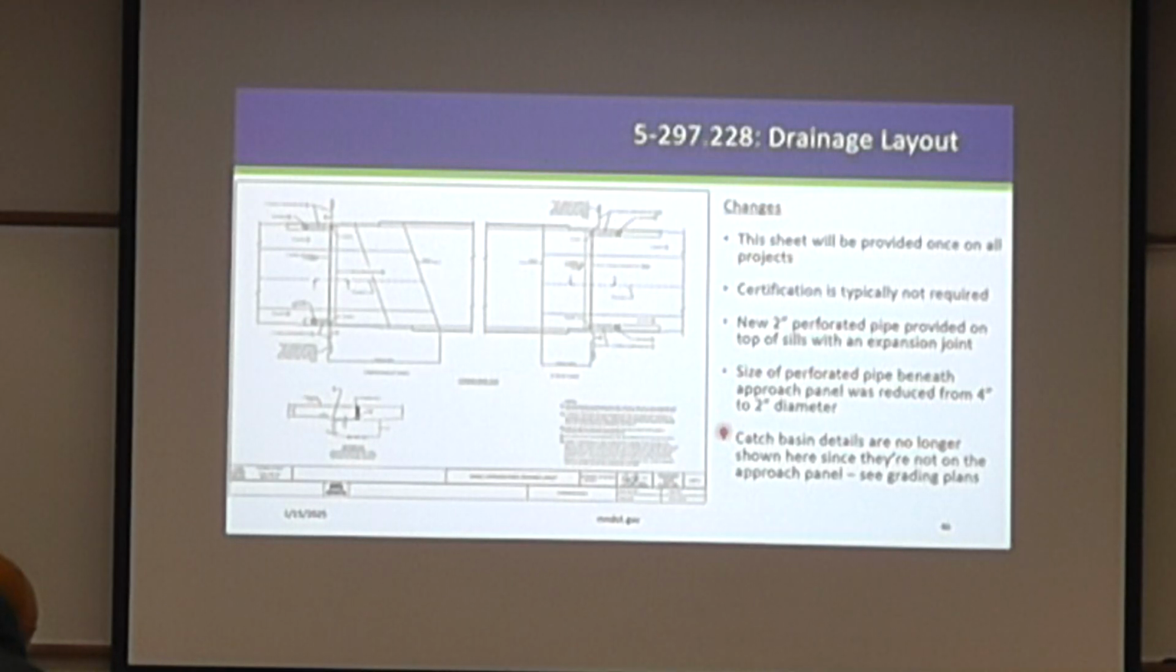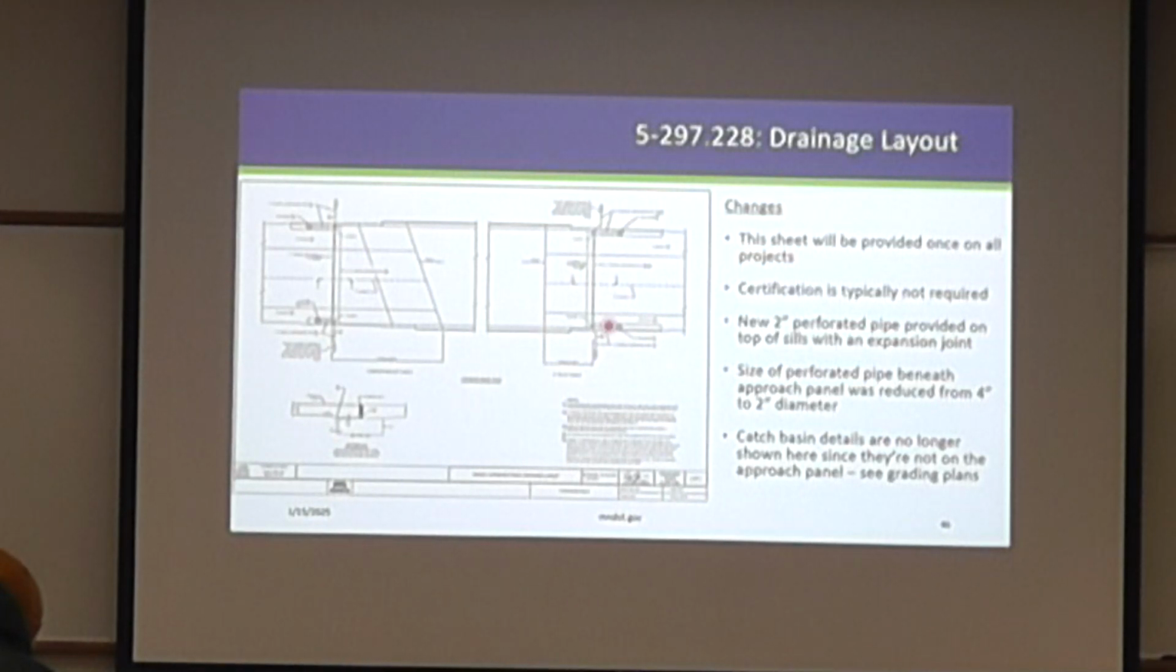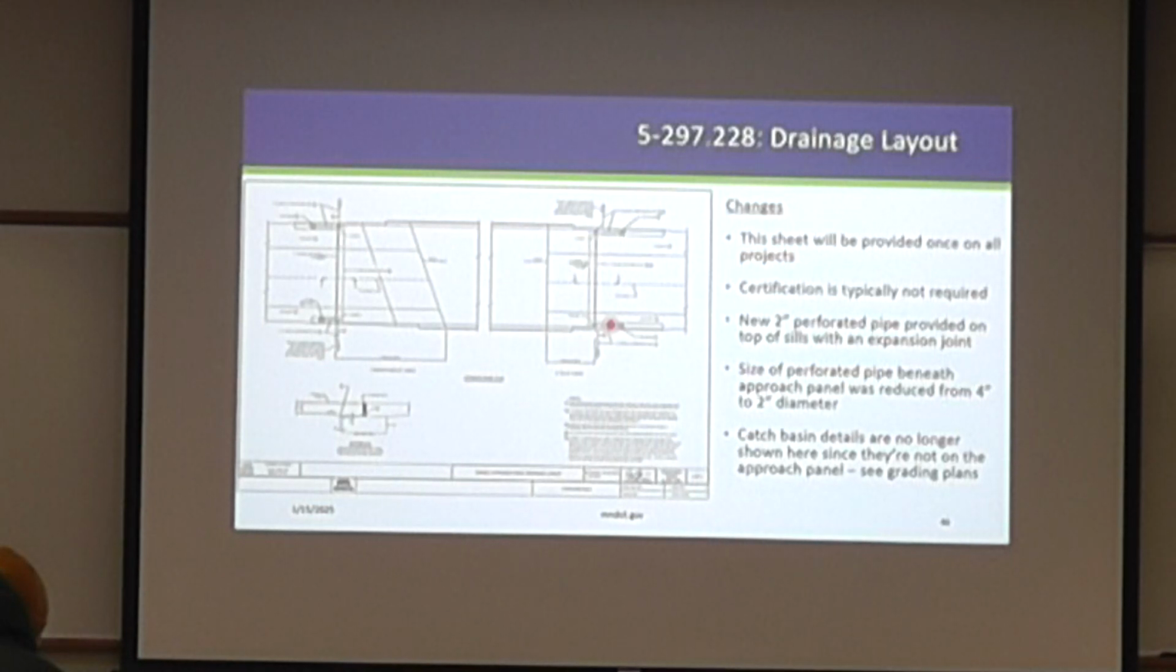And there used to be catch basin details shown on the actual approach panel sheets themselves. We don't show those now. We do allude to them. They're shown generically out here, but we really just say refer to the roadway plans for those actual catch basin details. We just didn't feel like it was appropriate to have those on the approach panel plans because they shouldn't be on the approach panels.